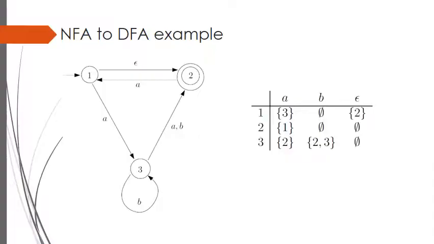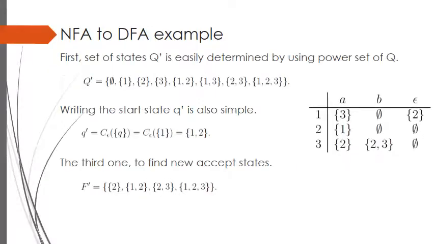In this example we will convert the NFA problem, for which both the transition diagram and the table of the delta function are given, to a DFA. Notice that there is one epsilon transition, two missing transitions, and one extra transition in the question. First, the set of states Q' is easily determined by using the power set of Q. Because of all subsets of Q, the number of elements in Q' will be 8.